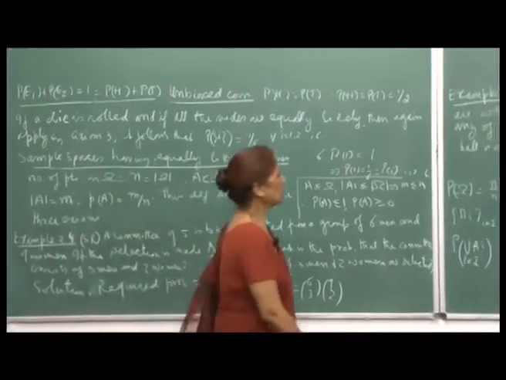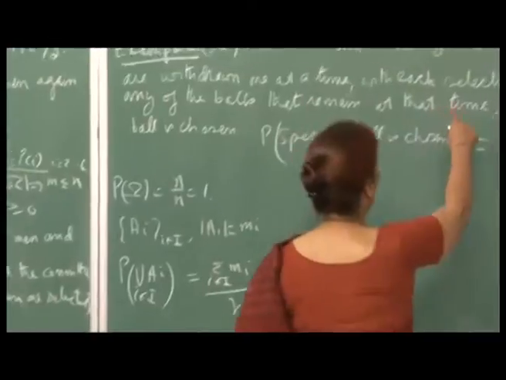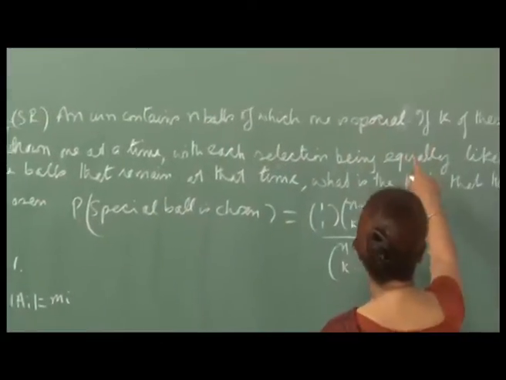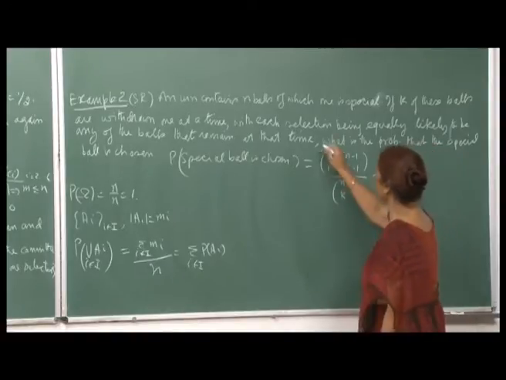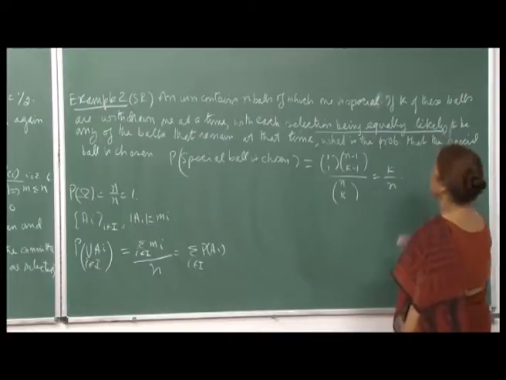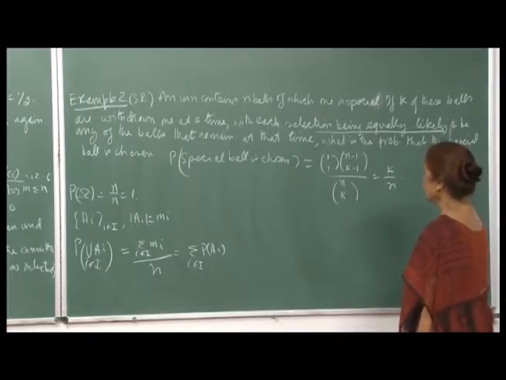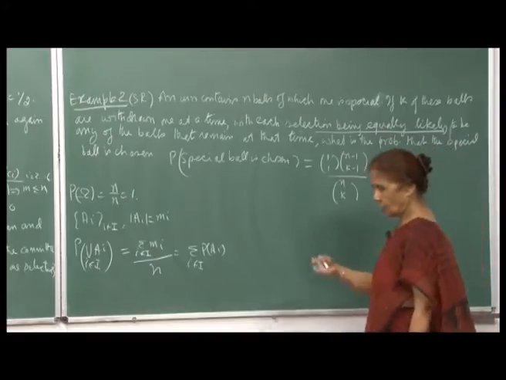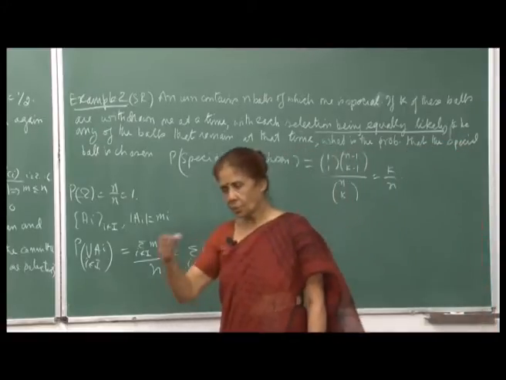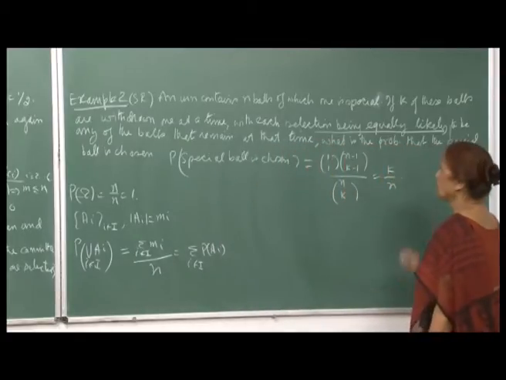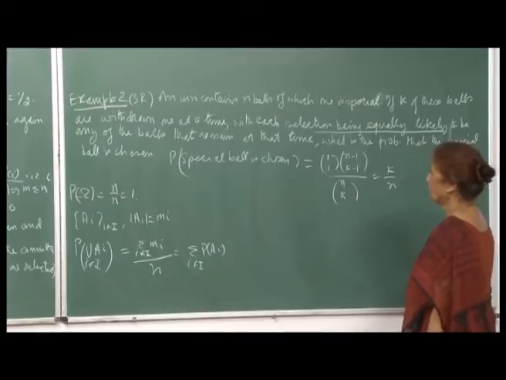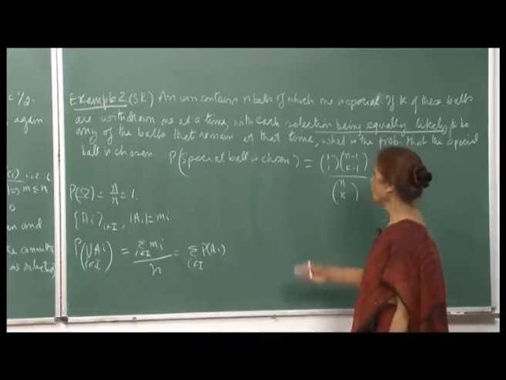And similarly, here an urn contains n balls, of which one is special. If k of these balls are withdrawn one at a time, with each selection being equally likely. So, here again the same thing is stated. If each selection is equally likely, that means whatever balls are left, choosing a ball from there is equally likely, then what is the probability that the special ball is chosen?